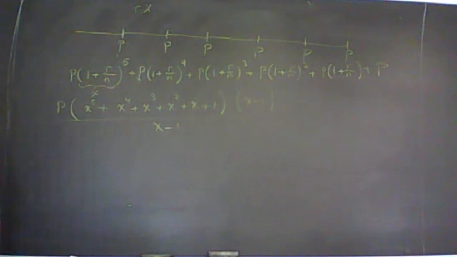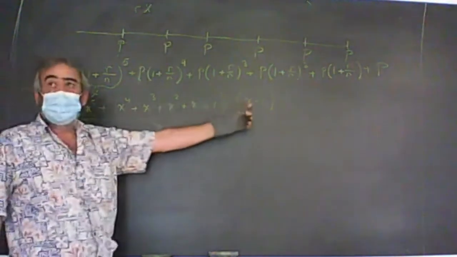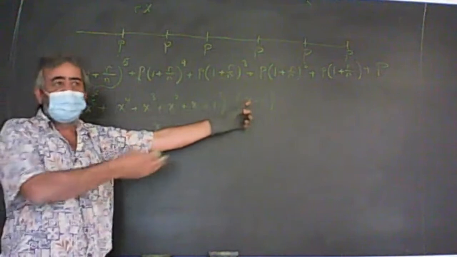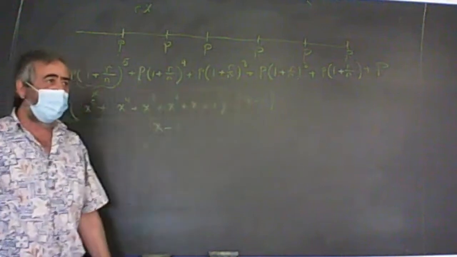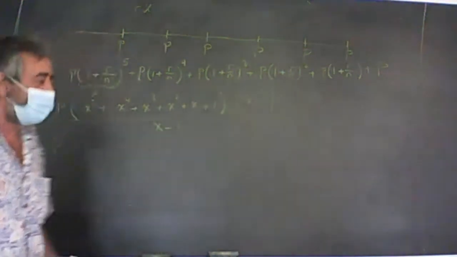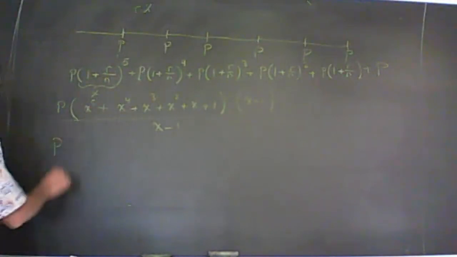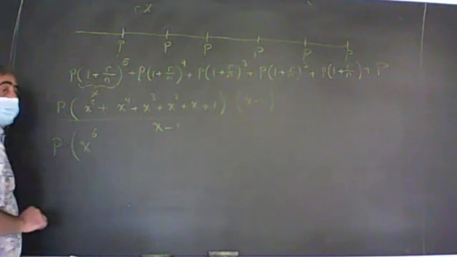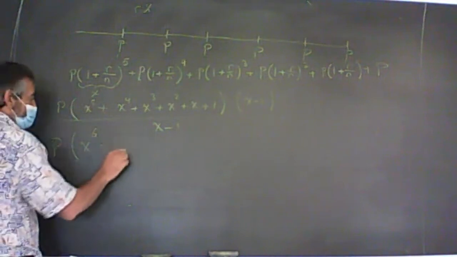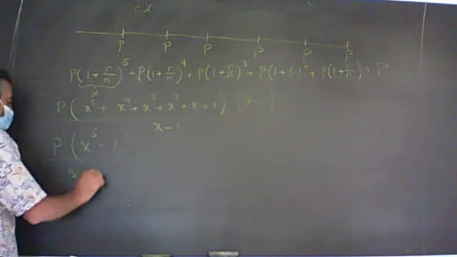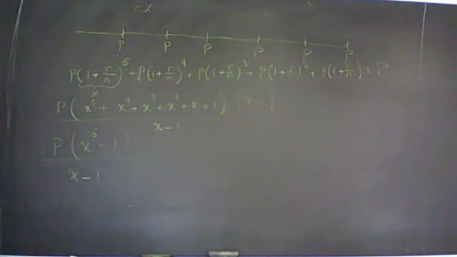Clear so far? Okay, now let's see what we end up with. P is by itself, still the same, right? Now, didn't we just do this? Didn't we just multiply these out? When I multiplied them, what was the final answer? Exponent 1 more on that, yeah? So that should give me X to the power 6 minus 1 divided by X minus 1. Okay?